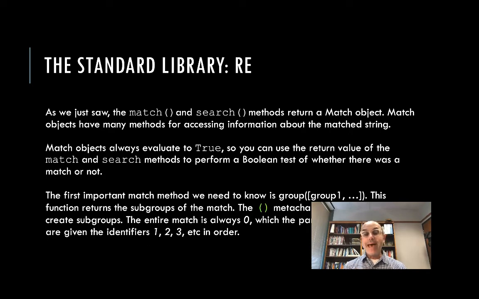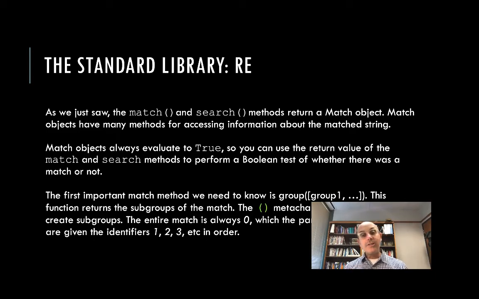As we saw, the match and the search methods return a match object. The match object has many methods for accessing information about the matched string. This is really important, especially to our field, which is information science or data science; we often like to see the matches. The match object always evaluates to true, so you can use the return value of the match or search method to perform a Boolean test of whether there was a match or not.